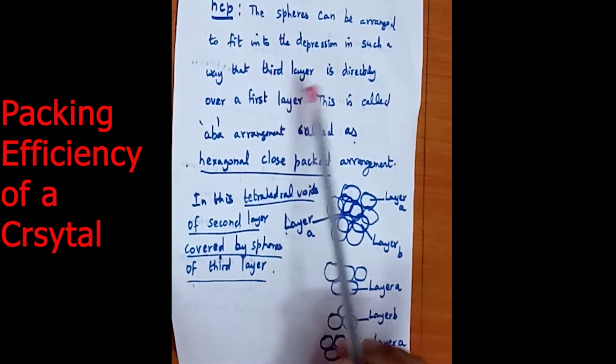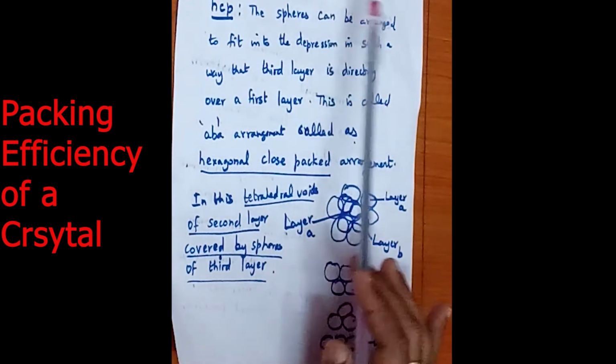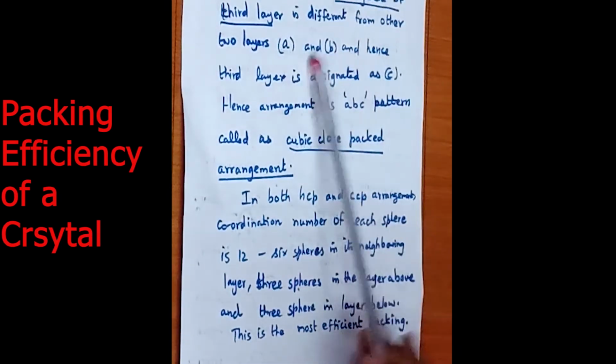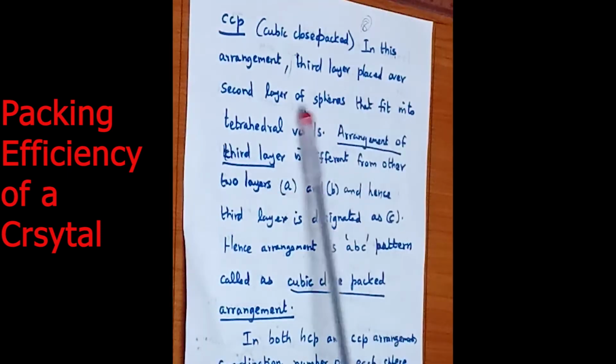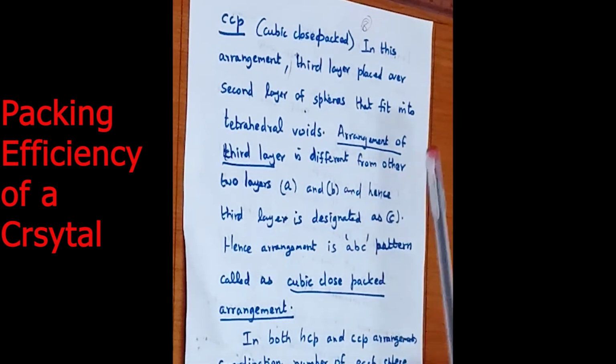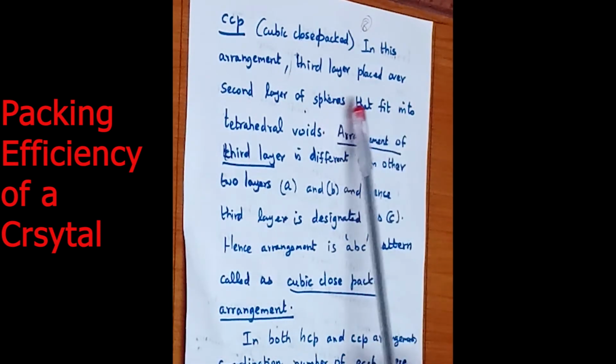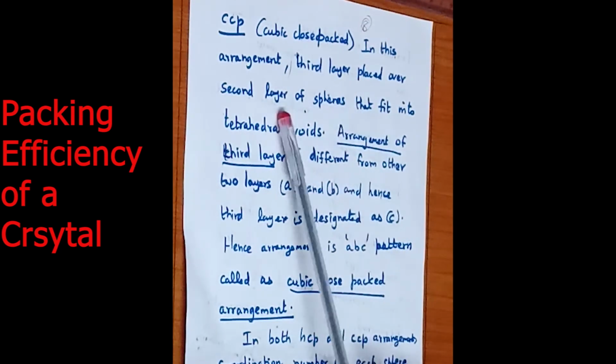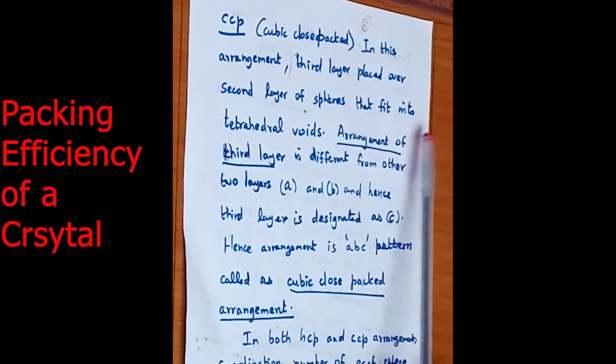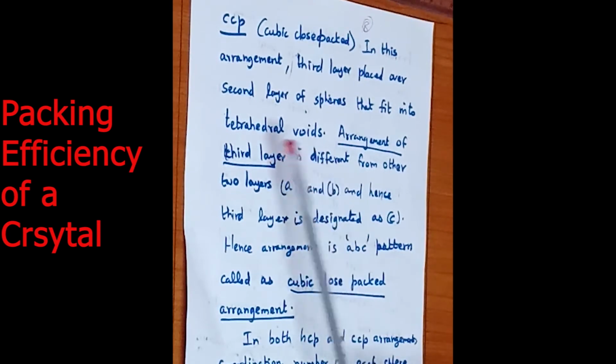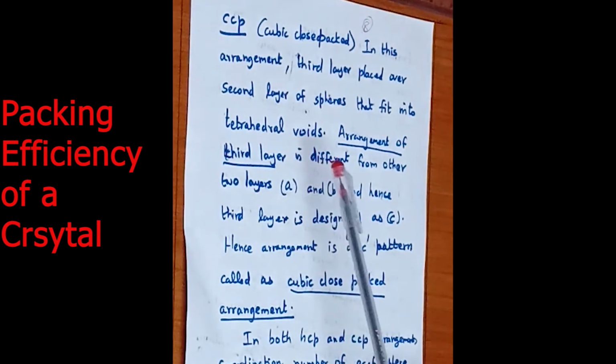So second formation of third layer is by cubic close pack arrangement. So in cubic close pack arrangement, third layer is placed over the second layer of spheres. அதை என்ன சொன்னோம், third layer in hexagonal close pack arrangement என்ன சொன்னோம், third layer is directly above the first layer of arrangement of atoms பார்த்தோம். இங்க வந்து in cubic close pack arrangementல third layer is placed over the second layer of spheres which fit into the tetrahedral voids. The voids னா என்னது, holes.